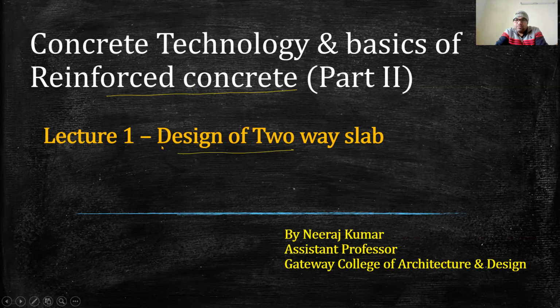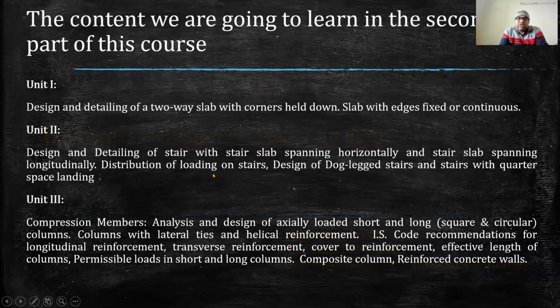But before we move further, first of all, we will see what is the content that we are going to learn in the second part of this course. The content is divided into 4 units. In the first unit, we will be designing two-way slab, and in the two-way slab, we will be designing simply supported slab and the restrained slab.